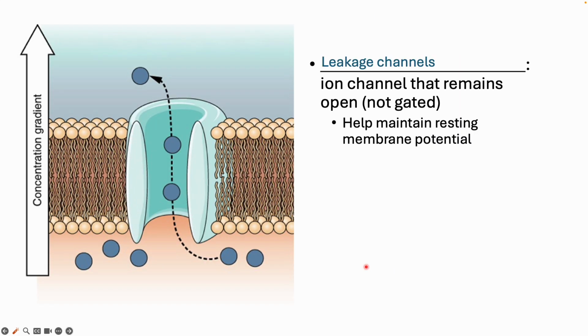First, leakage channels are ion channels that remain open, or they may open randomly. They're not gated. These are going to just help maintain membrane potential. Ions move down their concentration gradient when these leakage channels are open, and we see this type of channel being significant for potassium, sodium, and chloride channels.